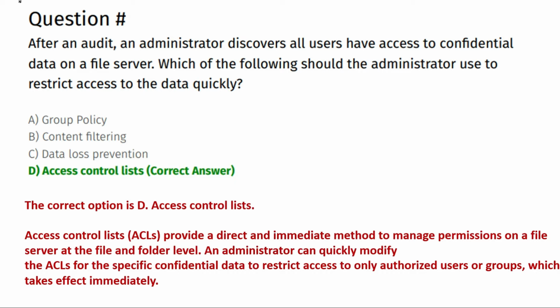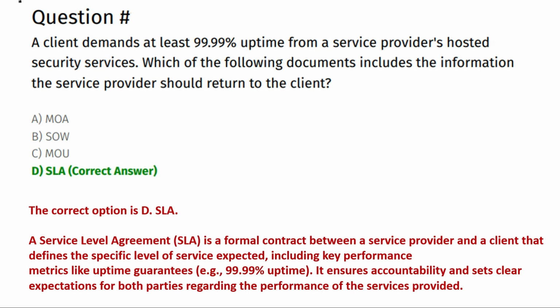An access control list provides a direct and immediate method to manage permissions on a file server at the file and folder level. An administrator can quickly modify the ACLs for the specific confidential data to restrict access to only authorized users or groups, which takes effect immediately. So that's why the correct answer for this question is option D, access control list. So let's move to the next question.